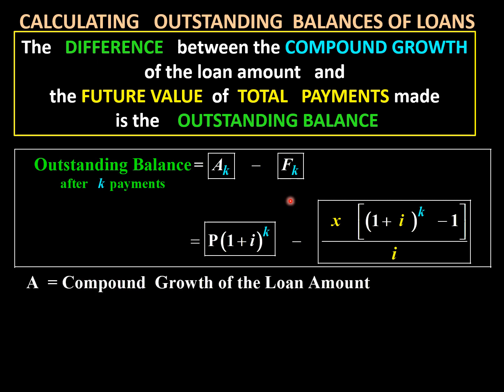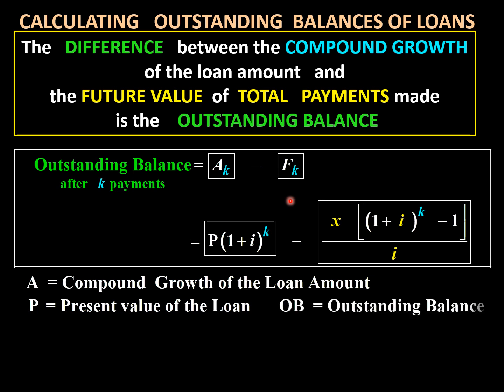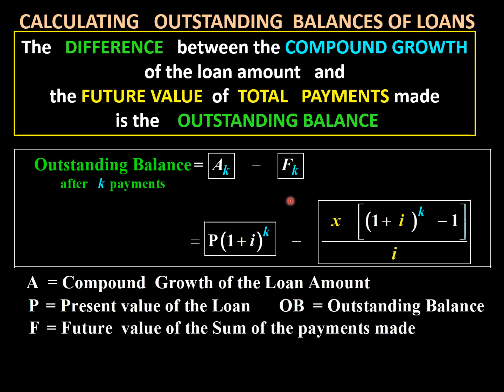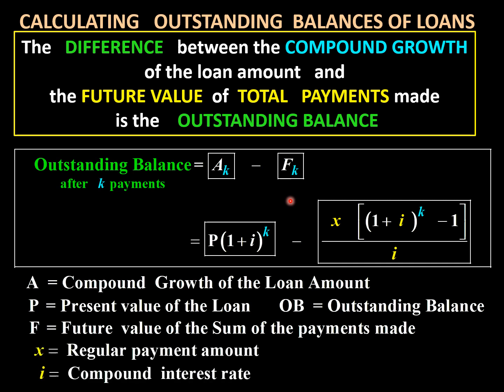Okay. So just to get that, A is the compound growth of the loan, P is the present value of the loan, and the outstanding balance, F stands for the future value, right? X is the regular payments, I is the compound interest, and K is the number of equal payments.